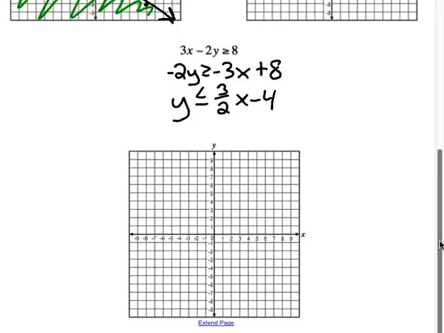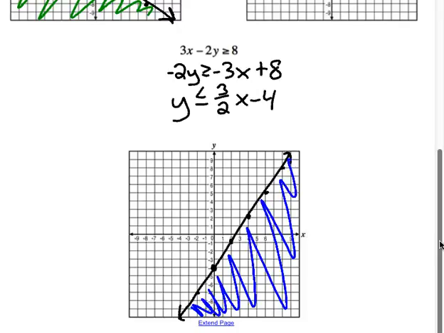And now I can graph this. I start down on my y-intercept of negative 4, and I follow my slope. Up 3 over 2, up 3 over 2, so on and so forth. This is going to be a solid line because it's less than or equal to. The or equal to makes it solid. Less than is going to make me shade underneath. So that's all about how to graph an inequality.